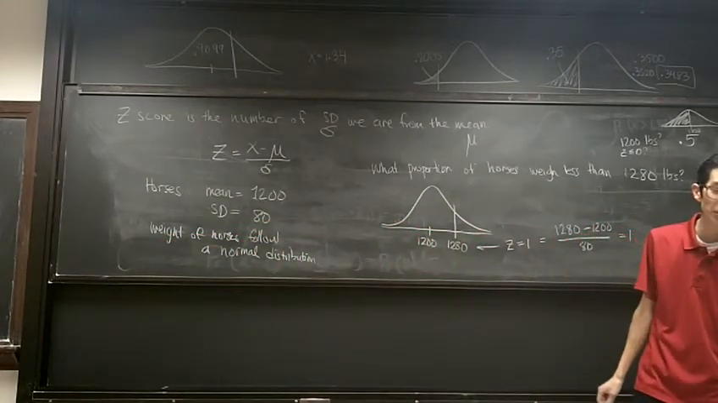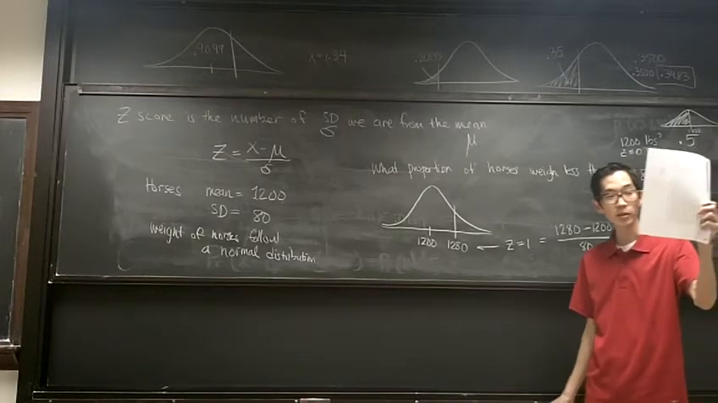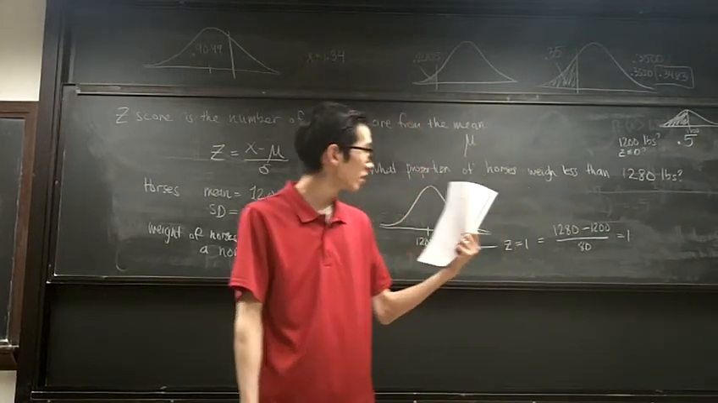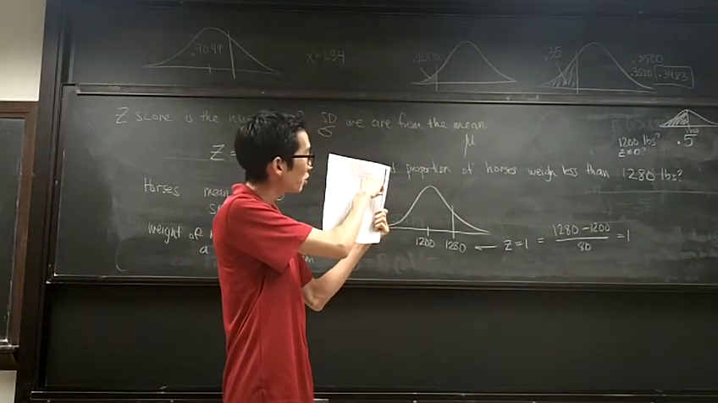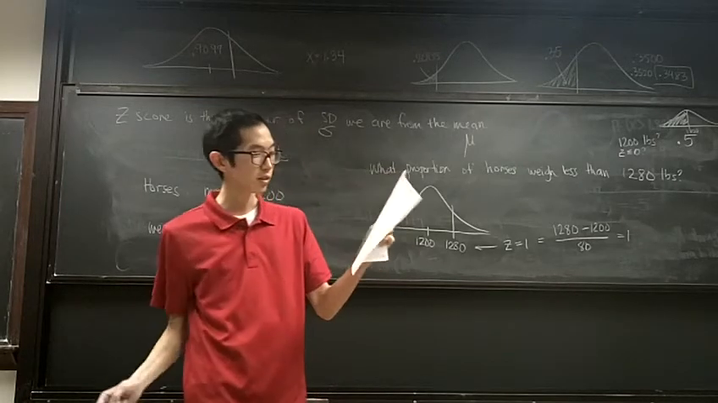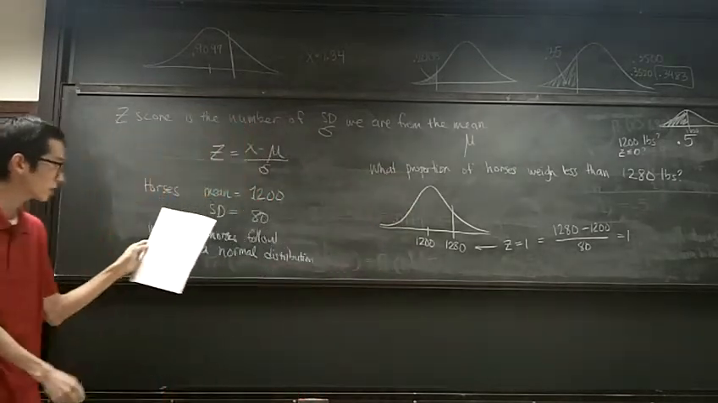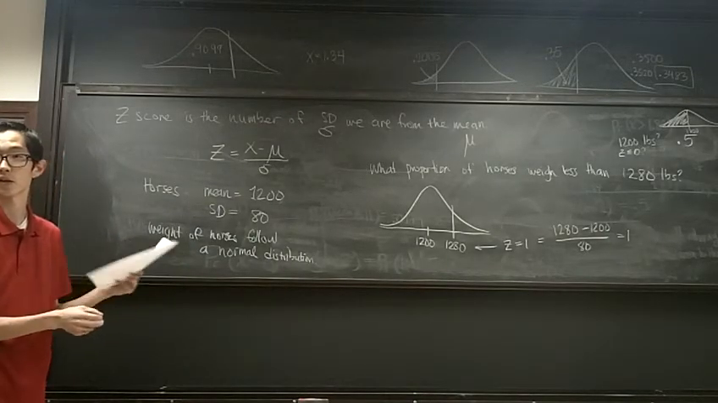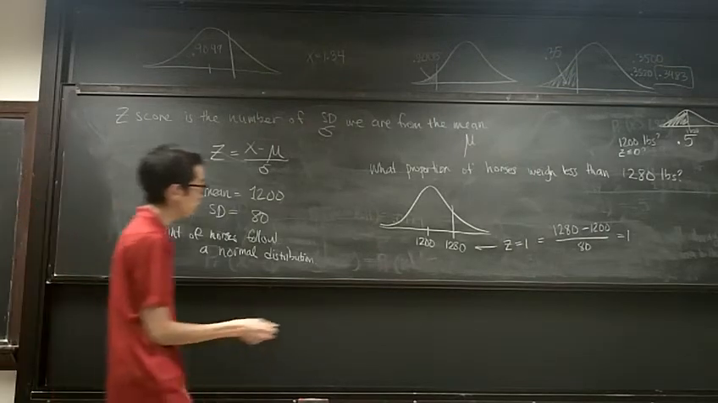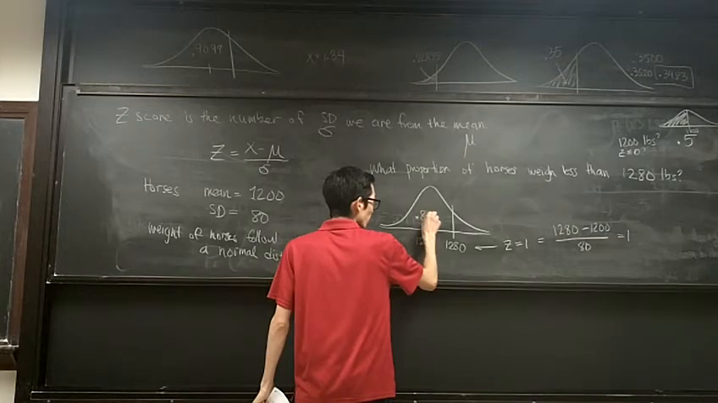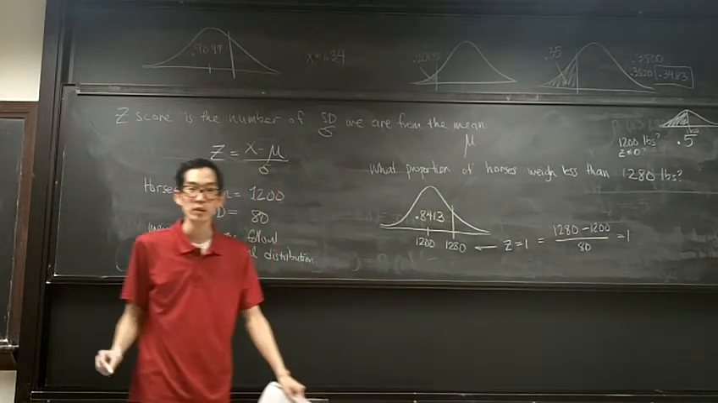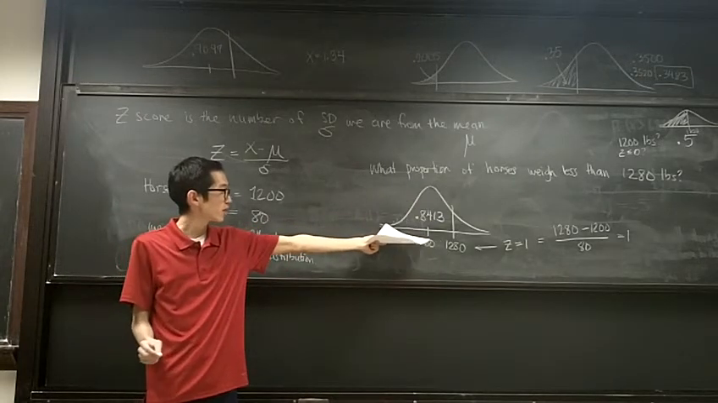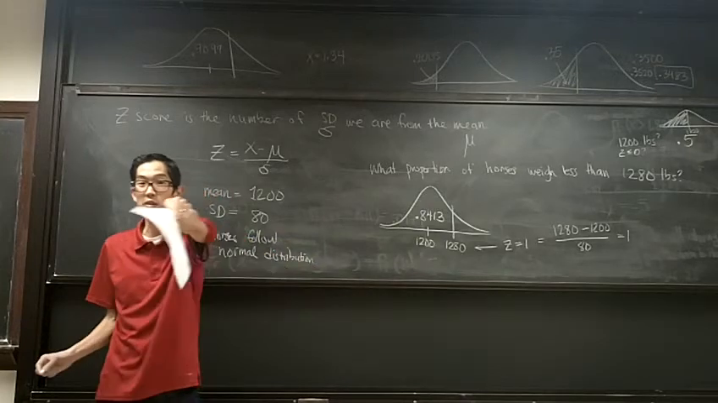So now I have a z-score of 1. When I have a z-score, I can look it up on my normal table. You'll see in the little text at the top, it says cumulative probability for z. So what is the area to the left when z equals 1? 0.8413. And that's the answer to my question. What proportion of horses weigh less than 1,280 pounds? 0.8413.